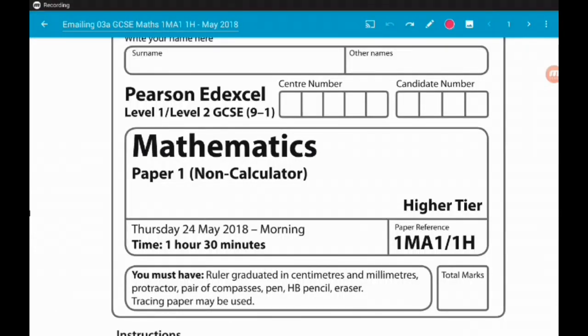Hey there guys, in this episode we are walking through the Edexcel June 2018 Higher GCSE Maths Paper 1. I can remember very well the reaction to this paper was definitely not a positive one.